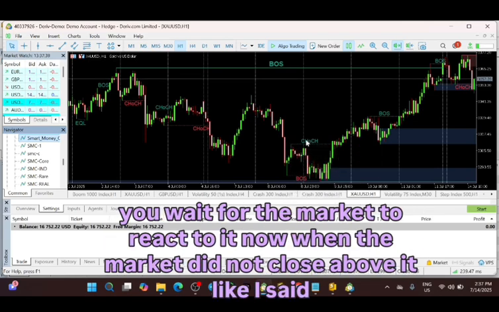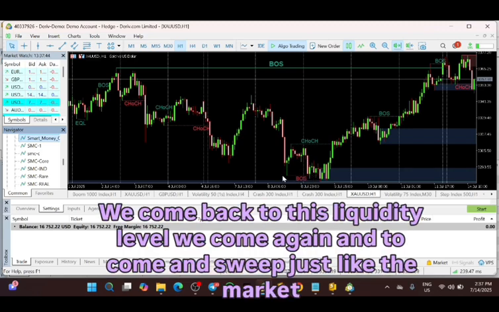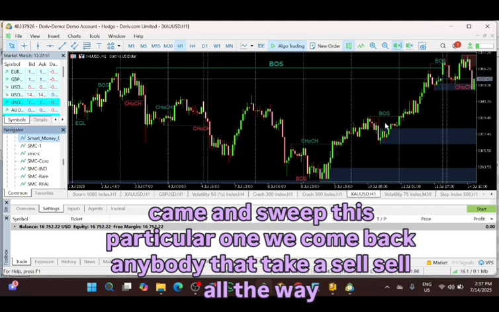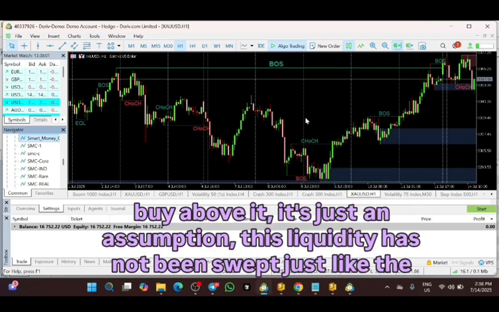Now, when the market did not close above it, like I said, what did you expect the market to do? We come back to this liquidity level. We come again to sweep, just like the market came and swept this particular one. Anybody that took a sell all the way down here makes profits. Anybody that thinks, oh, the market was rallying up, is going to buy above it, it's just an assumption. This liquidity has not been swept.